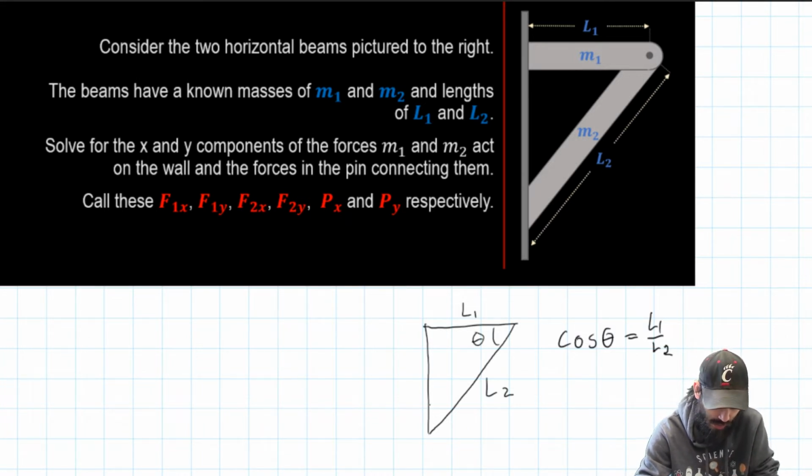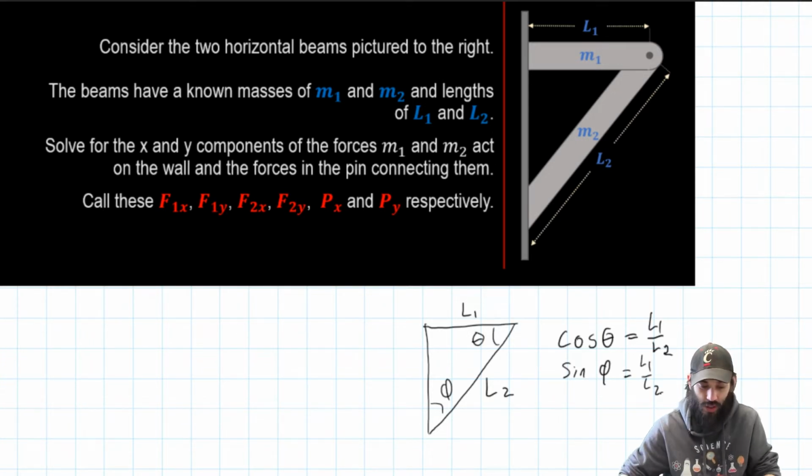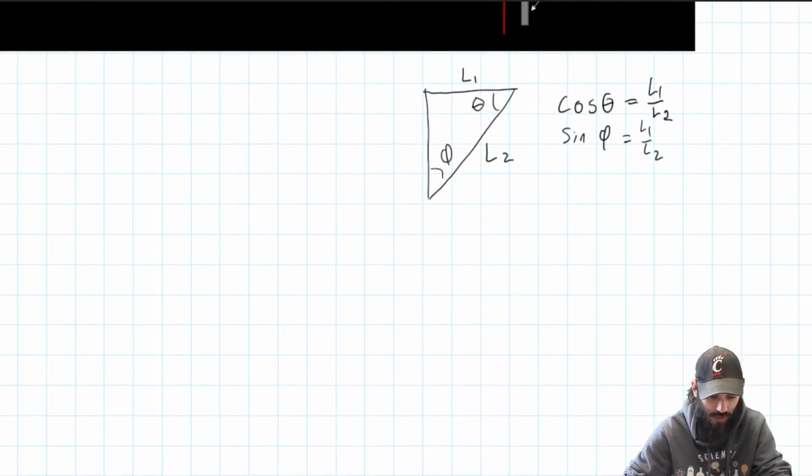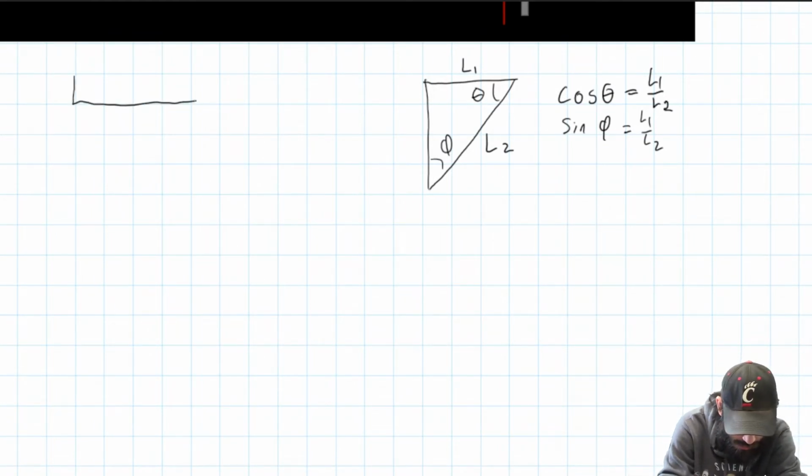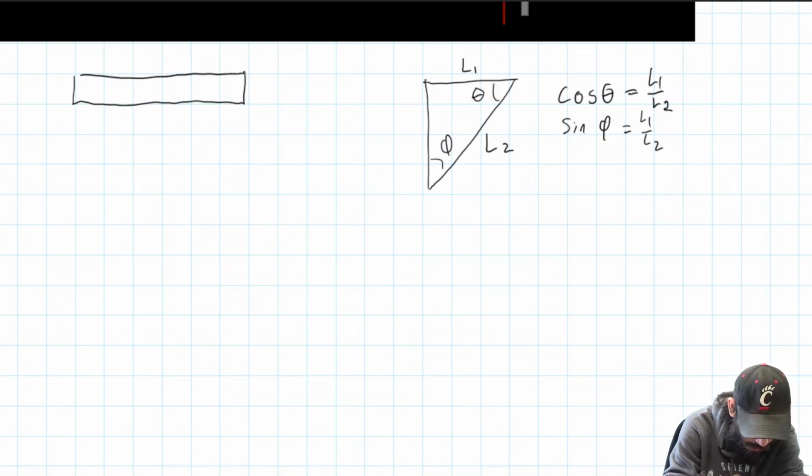And we could also use this angle phi as well. We could say that the sine of phi is going to be equal to L1 over L2. Okay, so we can just use this theta and this phi now. We've defined it, so I'm just going to do that from now on instead of plugging back in L1 and L2 here. Okay, so the next thing that we can do now that we have this angle is draw our free body diagrams. So here's going to be L1, and then this is going to be L2.